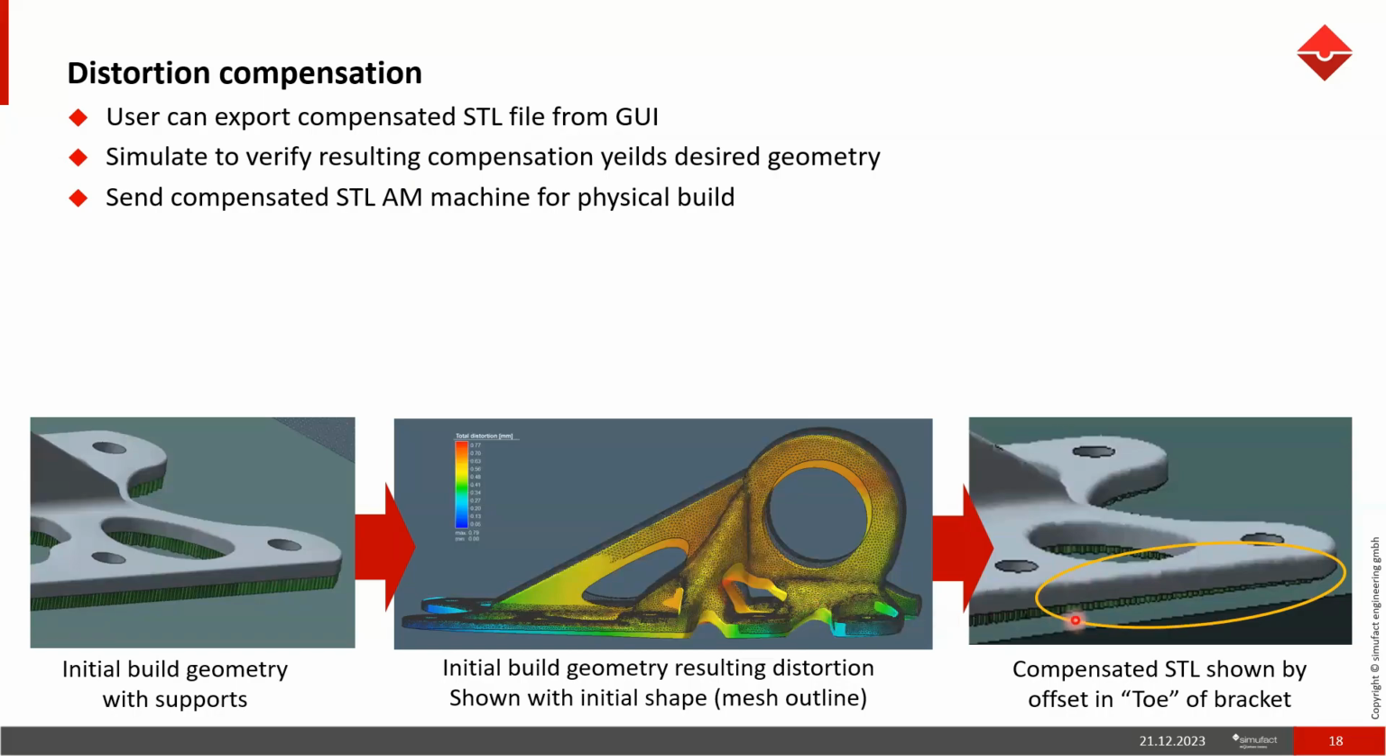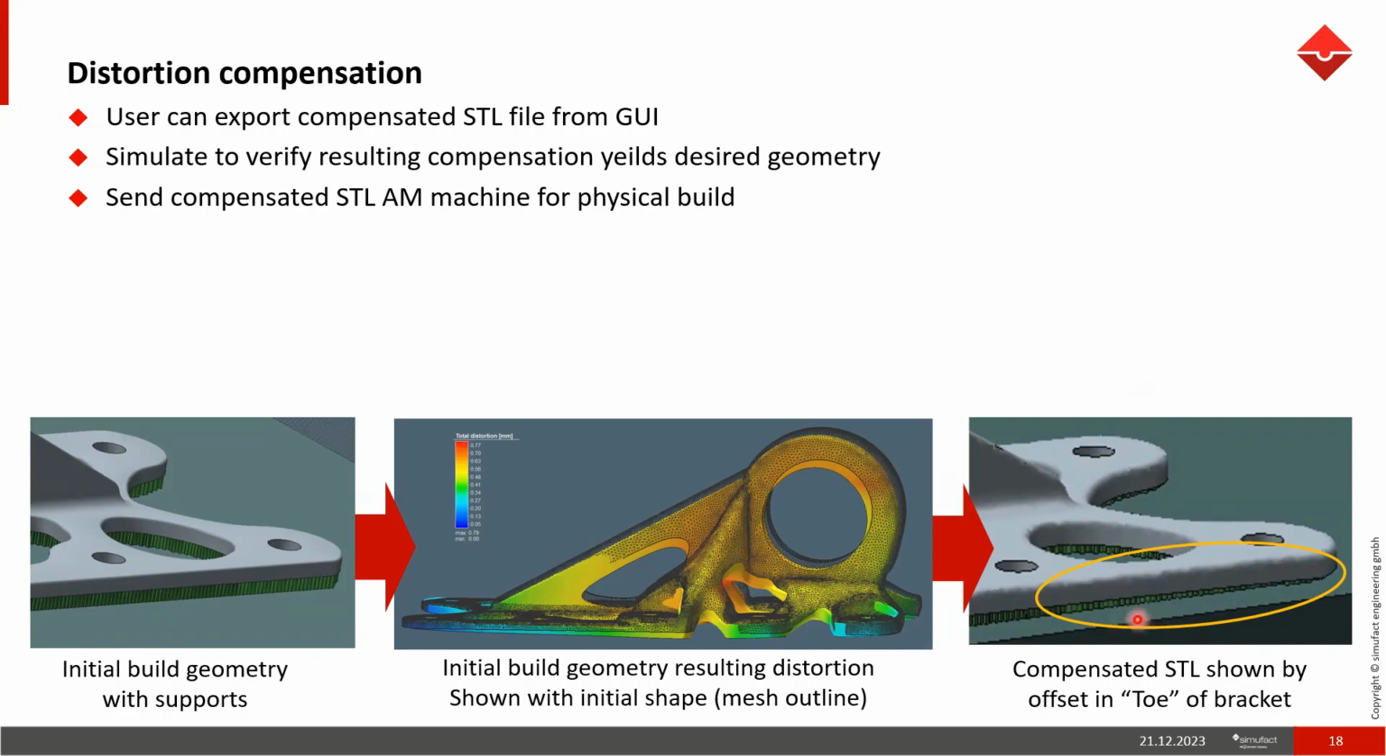So they do something called compensation. Compensation in the sense that we pre-compensate the part before the build. Pre-compensate the part in the sense we make some changes in the geometry such that after the build, the geometry will be in the right tolerance. For example, you can see the compensated STL shown by offset. There are some optimization algorithms in the software which will do some optimization of the part shape.